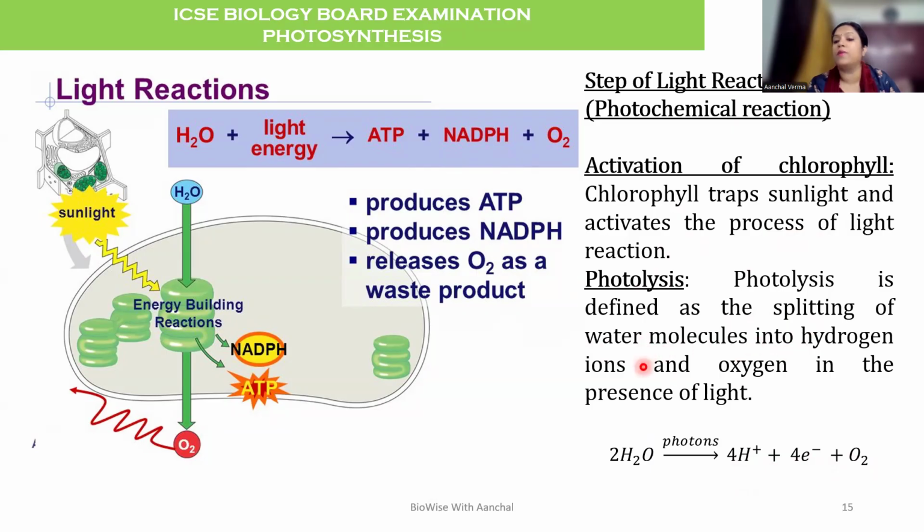Photolysis is defined as splitting of water molecules into hydrogen ions and oxygen in the presence of light. The definition is very, very important. If you want, pause the video here, write the definition, and then move ahead. Write the reactions. Okay.